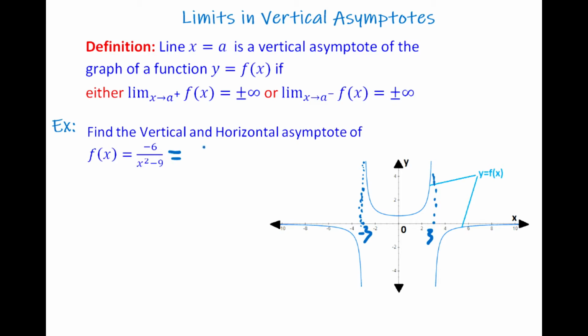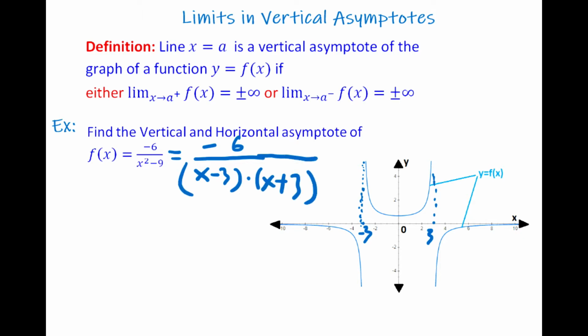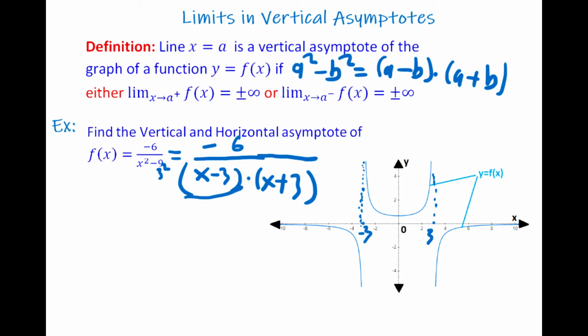So this f of x can be written as negative 6 divided by, if you factor this, we can write it as x minus 3 times x plus 3. We can benefit from a famous algebraic identity, which is a squared minus b squared can be written as a minus b times a plus b. So x squared is the square of x and 9 is the square of 3. If you factor this, then we can write it in this form. So as you can see here, in the first term, in the denominator, positive 3 makes the denominator 0. By using the second term here, we can see that negative 3 makes the denominator 0. So positive 3 and negative 3 are vertical asymptotes.